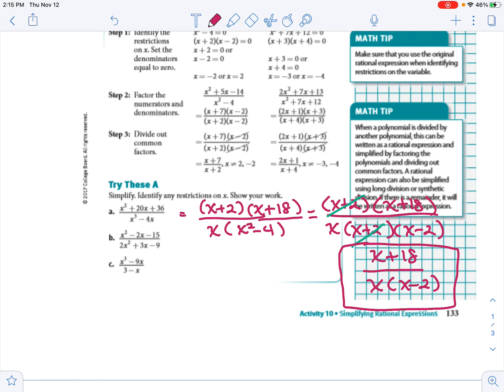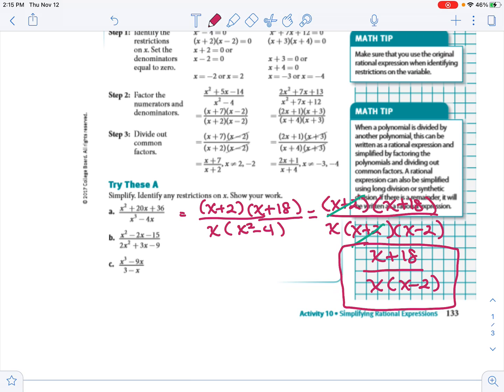But then when we're all done, we want to think about what numbers would create a 0 in the denominator. So we want to think about setting the denominator equal to 0. It's best to do that after you have it all the way factored out. So if we look at x times x squared minus 4, before we do any canceling, we have an x, an x plus 2, and an x minus 2.